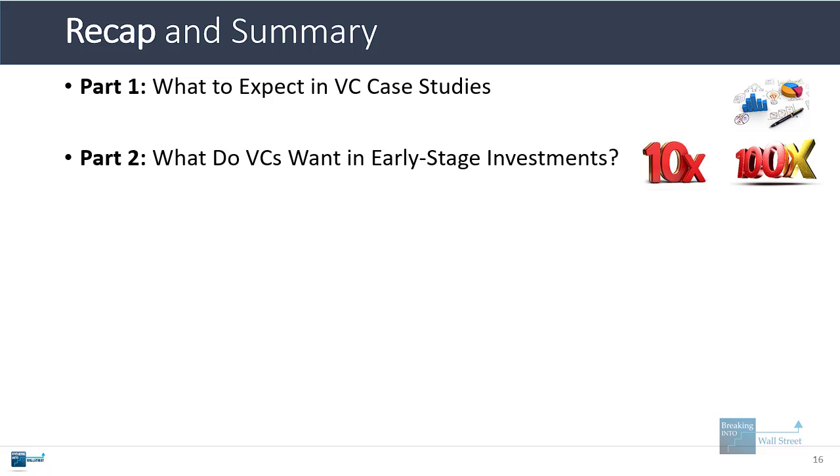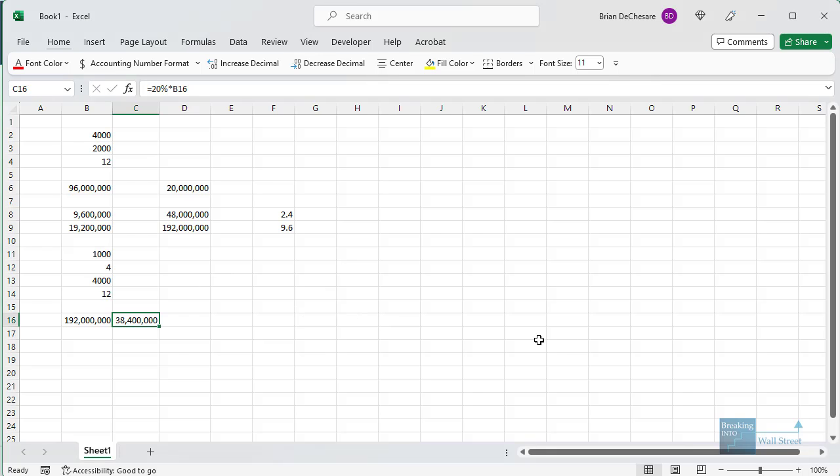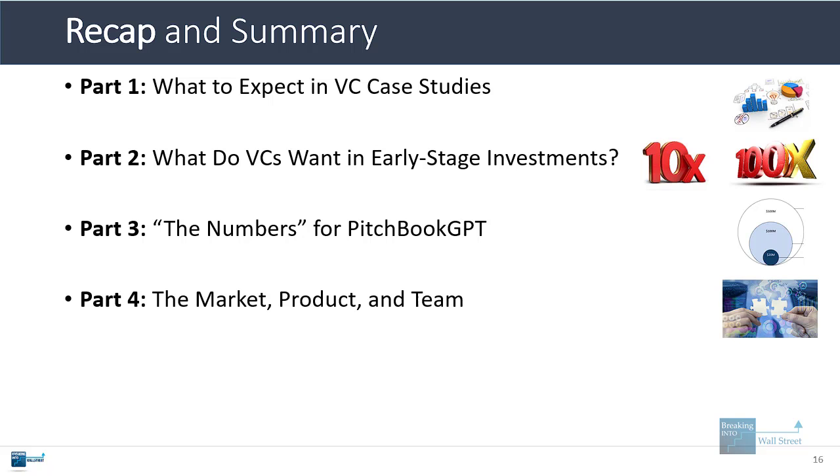The multiple gets lower as you get later and later stage, but at the early stage, it's all about the potential, how big the market is, and whether this product actually makes sense for the customers. We went through the numbers for PitchBookGPT, and I have an Excel file here, a bit of a scratch file with some rough math on what the multiples and the revenue might look like. And then we went through the market, product, and team.